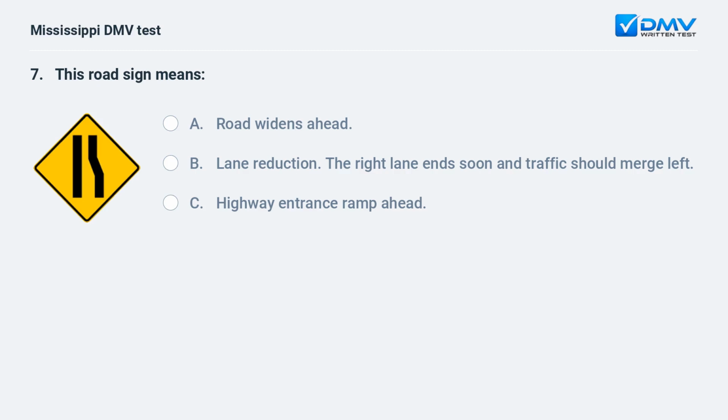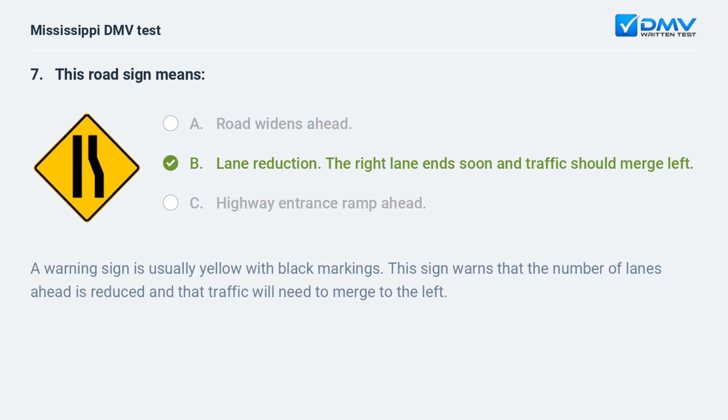This road sign means A. Road widens ahead. B. Lane reduction. The right lane ends soon and traffic should merge left. C. Highway entrance ramp ahead. B. Lane reduction. The right lane ends soon and traffic should merge left.